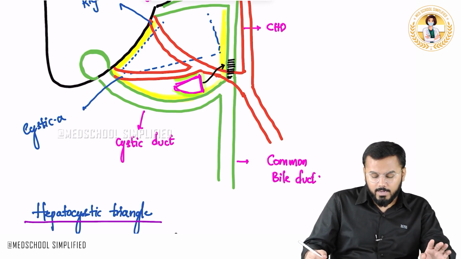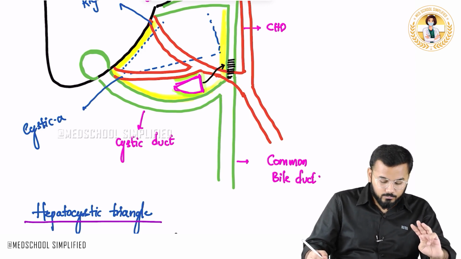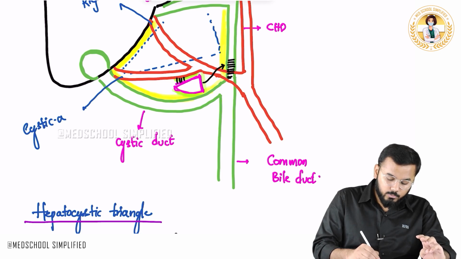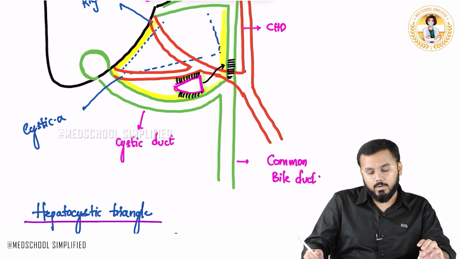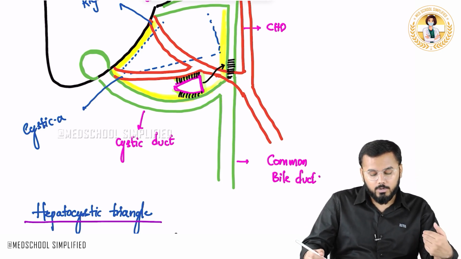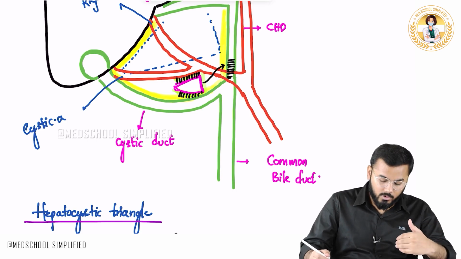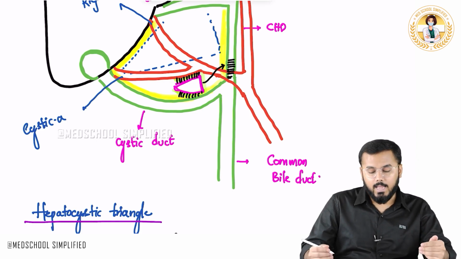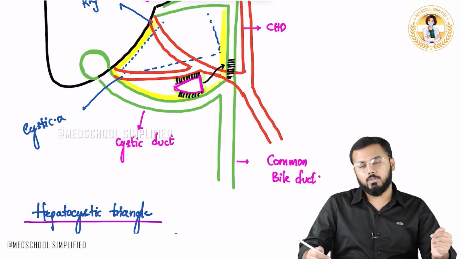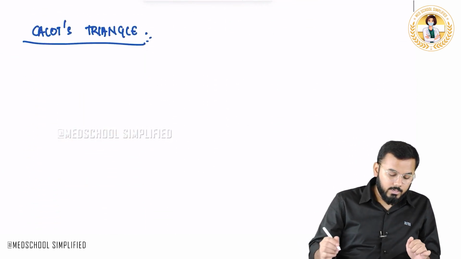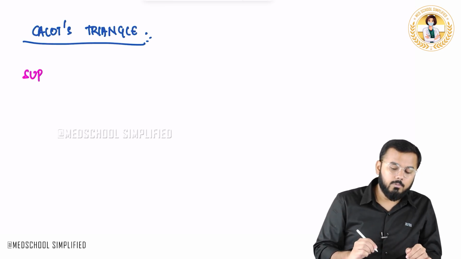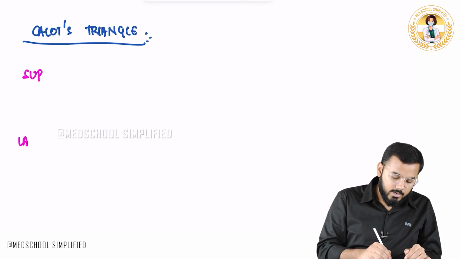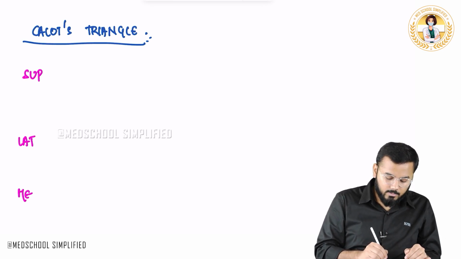So this triangle has got three important borders. One you call a superior border, one you call a lateral border, and the other one you call a medial border. In the superior border you have got the cystic artery, in the lateral border you have got the cystic duct, and the medial border consists of the common hepatic duct. So in Calot's triangle also we have got three important borders: a superior border, a lateral border, and a medial border.